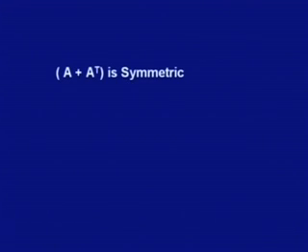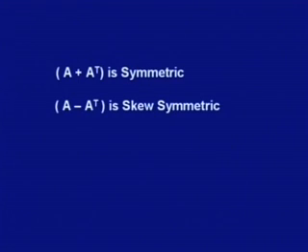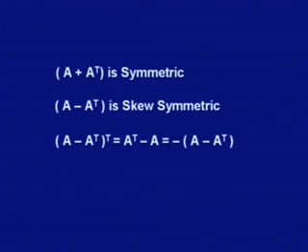Now, A plus A transpose is always symmetric. Similarly, A minus A transpose is skew symmetric. These are the properties one can very easily prove. Then the next property can also be easily proved. A minus A transpose, whole transpose, is equal to A transpose minus A transpose transpose, which I have written as A, and taking minus outside, it is minus of A minus A transpose. So, what I have proved is that the transpose of A minus A transpose is minus times A minus A transpose, and that proves the skew symmetric property of A minus A transpose.